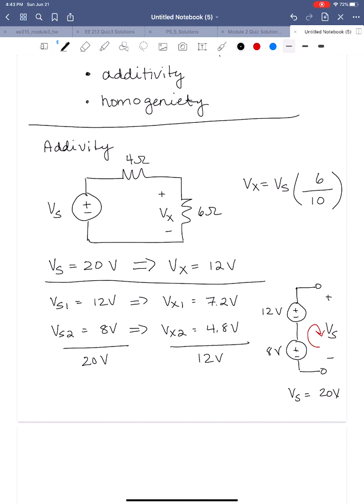So looking at this, we can think about 12 and 8 being a function of additivity. If we add voltages together at one end, we can look at another voltage and add those sub-voltages together to get the same total voltage, okay? And so all linear circuits will allow such a thing to happen, all right? So this is additivity. Now let's look at homogeneity.